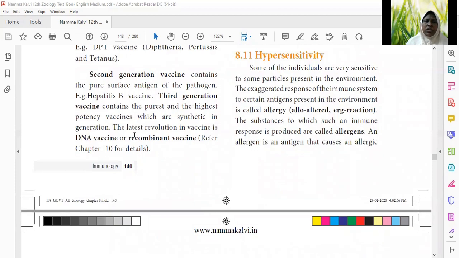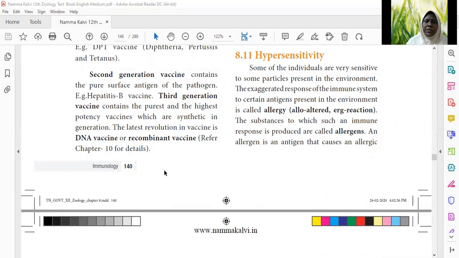And the second type is called second generation vaccine. Second generation vaccine consists of pure surface antigen of the pathogen. So second generation vaccines are prepared using the pure surface antigen of the pathogen. They are not the microorganisms themselves. Instead, these vaccines are prepared using only the pure surface antigens of the pathogen. An example of this vaccine is hepatitis B vaccine.